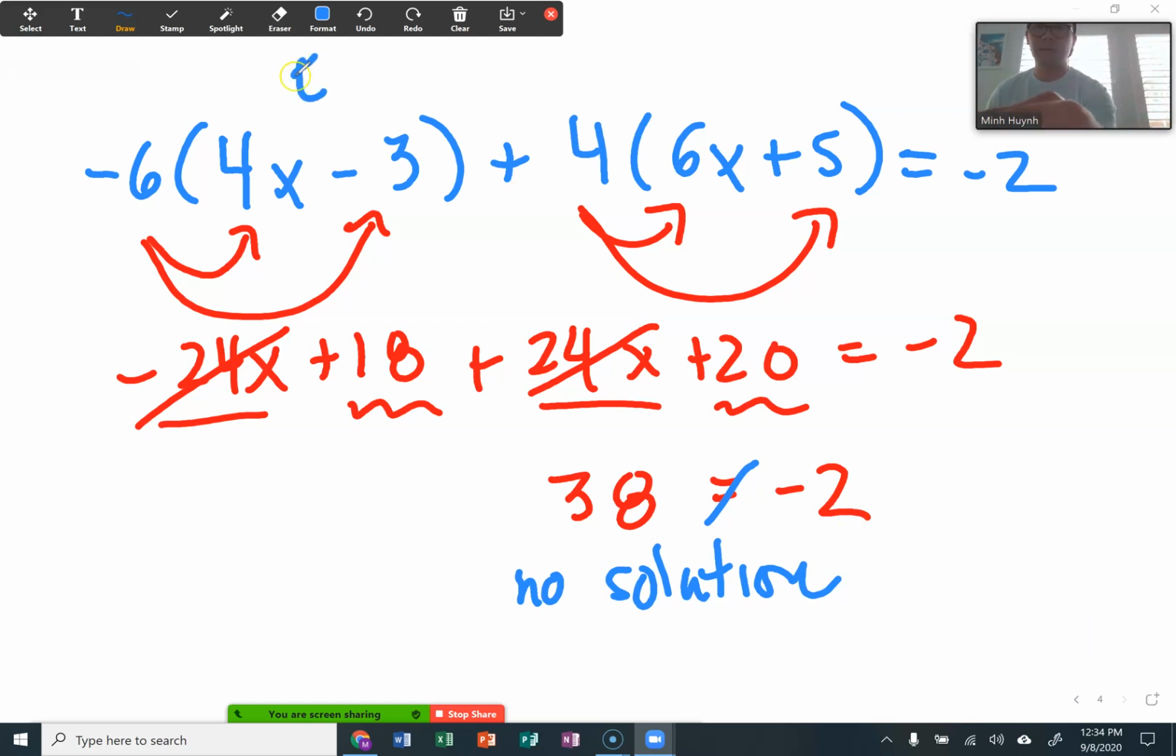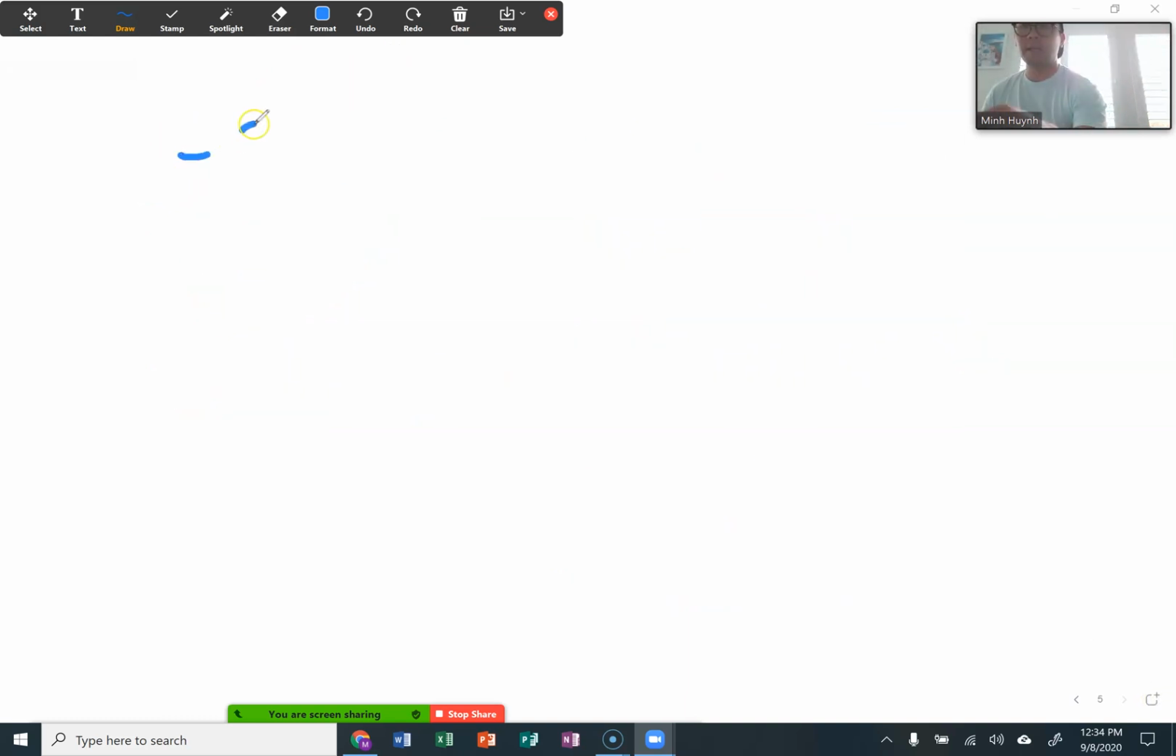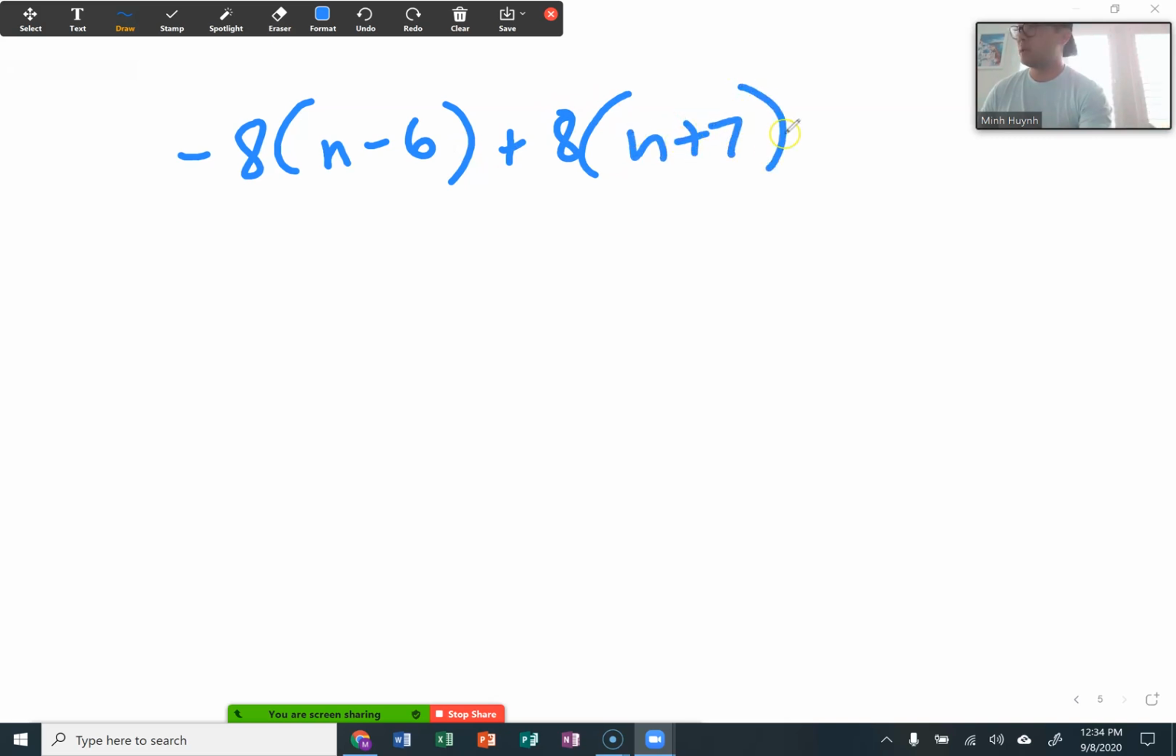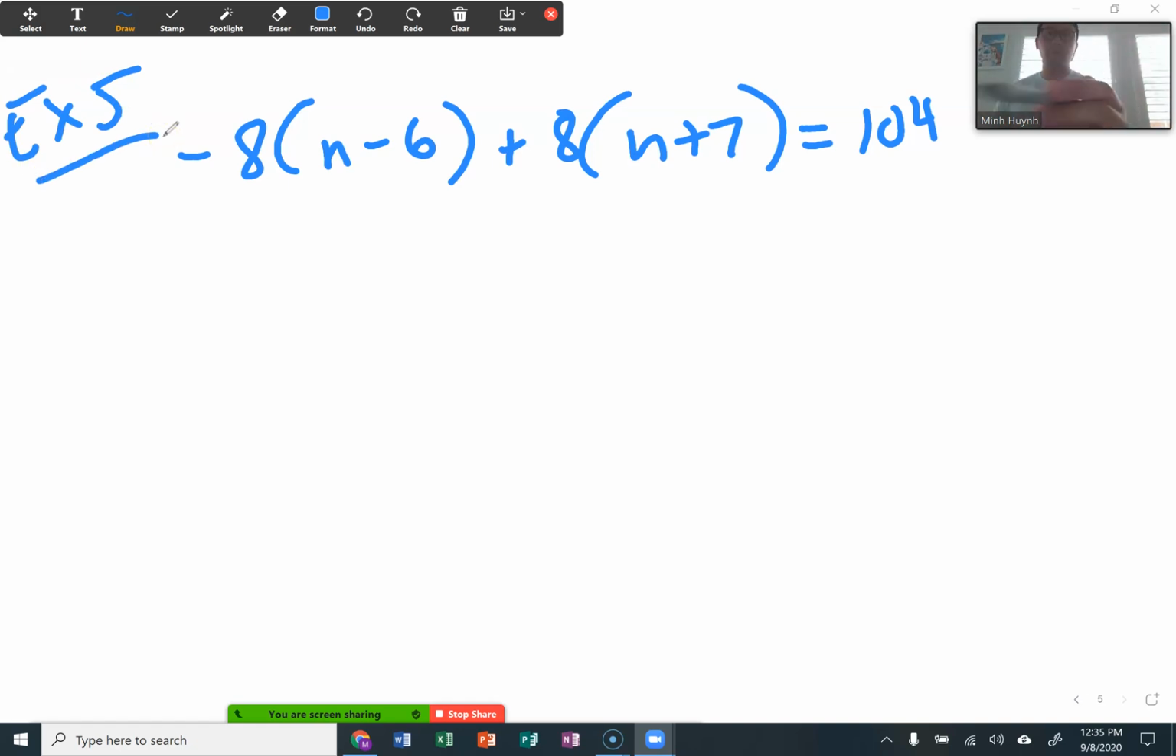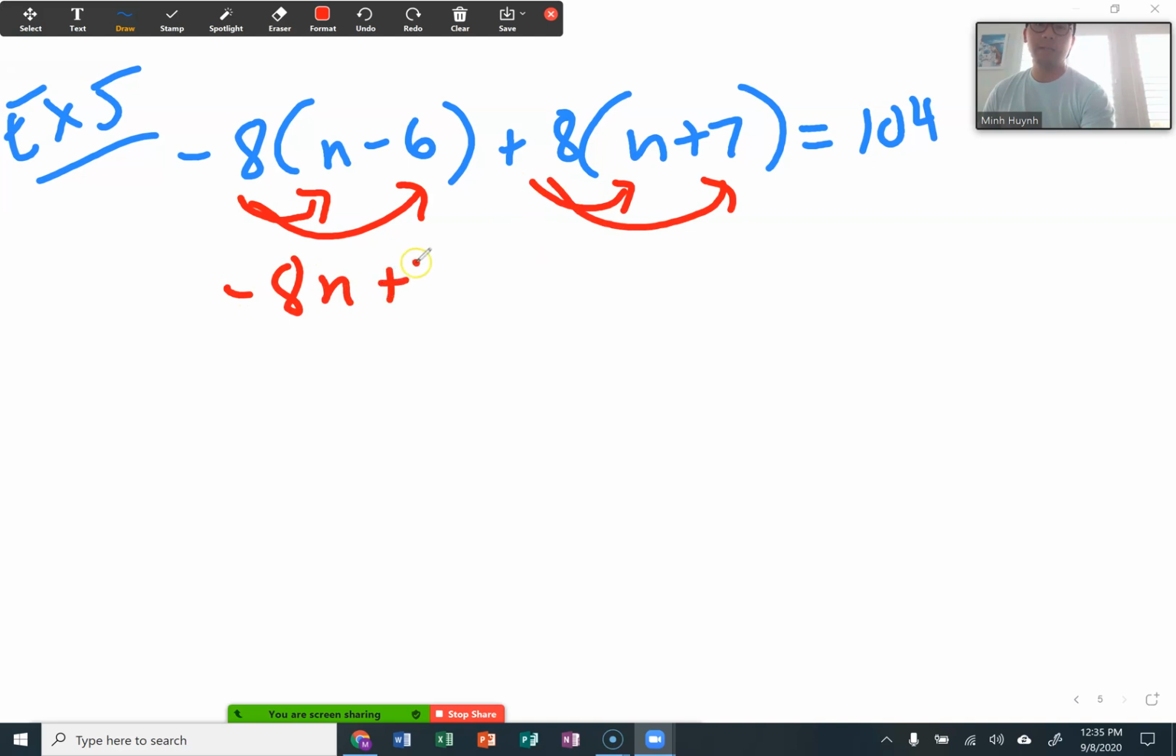All right, so this was example 4. What happens when you have negative 8 times n minus 6 plus 8 times n plus 7 is equal to 104. Right, and this is example 5. So for this, it's the same thing as before, you're just going to distribute, then clean up the left side. So boom, boom, boom, boom. So that's negative 8n plus 48 plus 8n plus 56 is equal to 104.